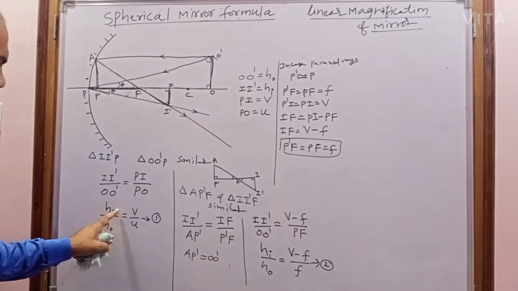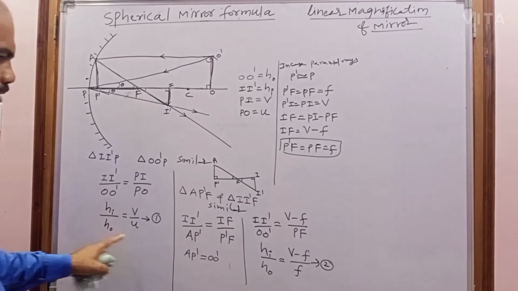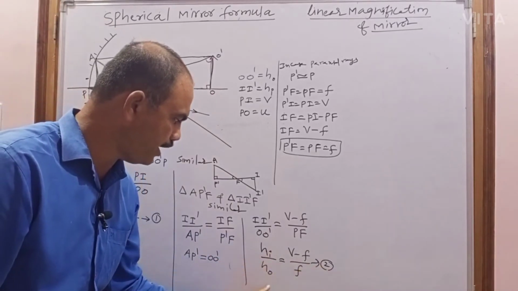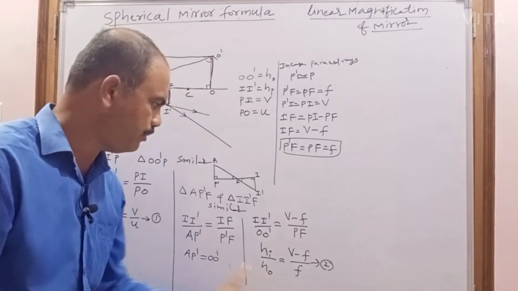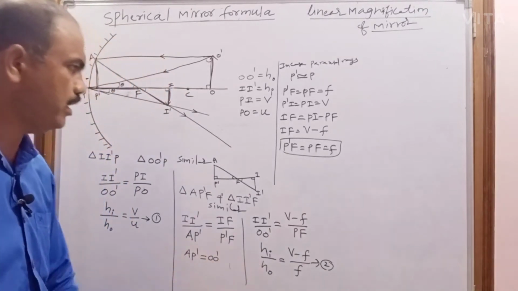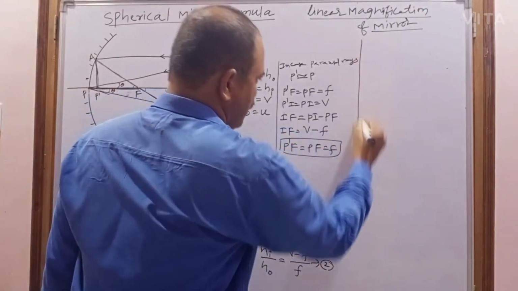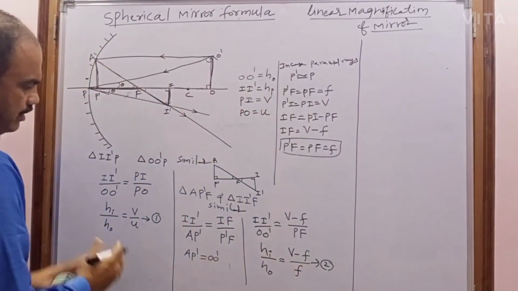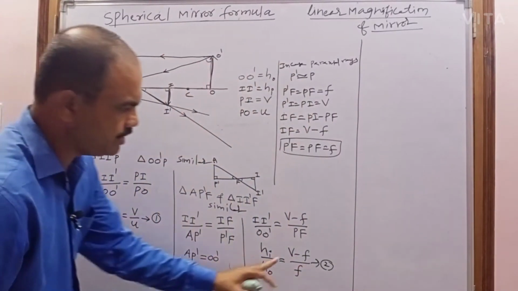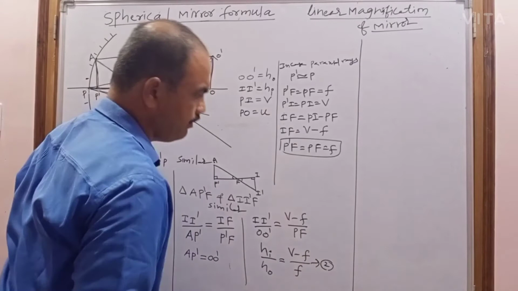Now what is equation 1? Height of the image to height of the object. What is equation 2? Height of the image to height of the object. So now from equations 1 and 2, when 1 and 2 are equalized, we can say that V by U will be the same as V minus F by F.